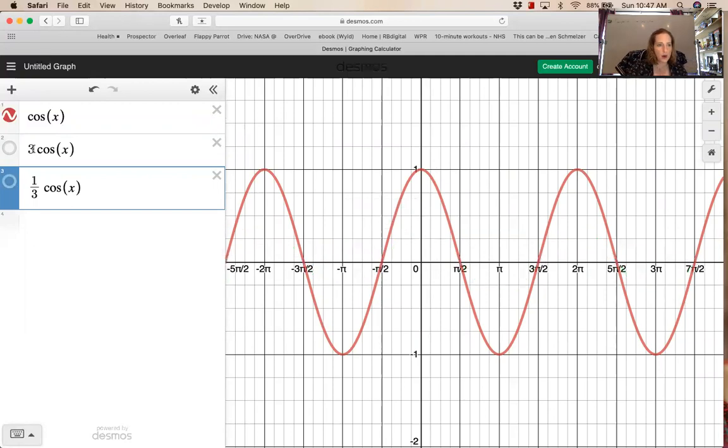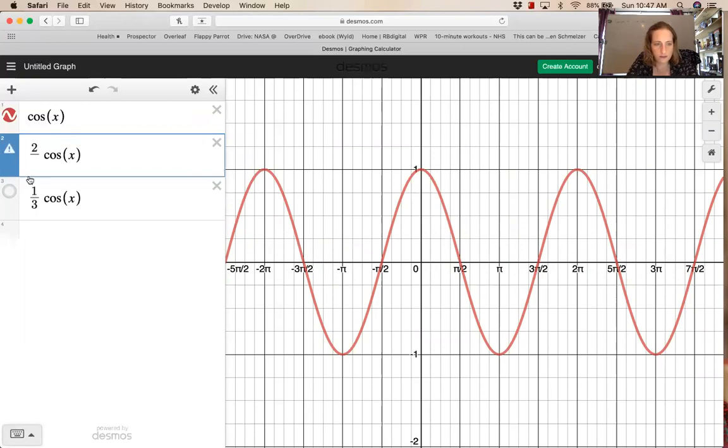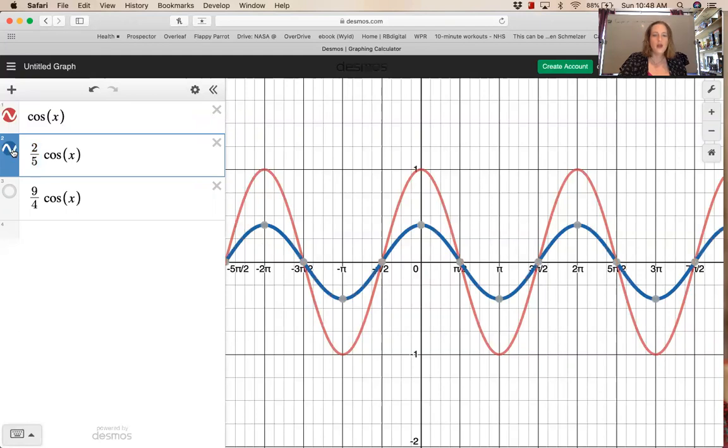All right, let's try just a couple more. So I'm going to put them up here. Let's do 2/5 and let's also do 9/4. Okay, so 2/5 cosine of x, that's where we're going to start. First of all, is this going to represent a vertical stretching, meaning our function is going to get taller? Or is this going to represent a vertical squishing, meaning our function is going to get shorter than before? Well, 2/5 is less than 1. So I use the analogy, if I squished you down to 2/5 your height, you would be shorter than you were before. And it sure is.